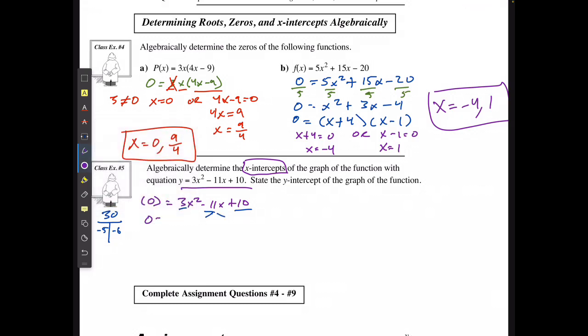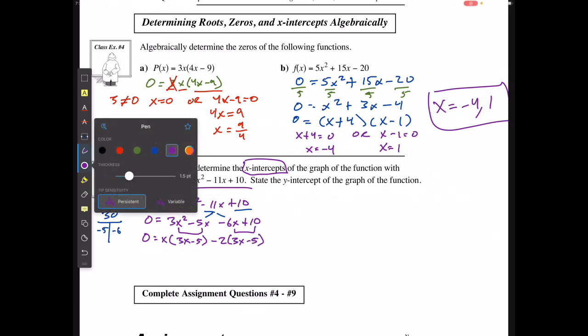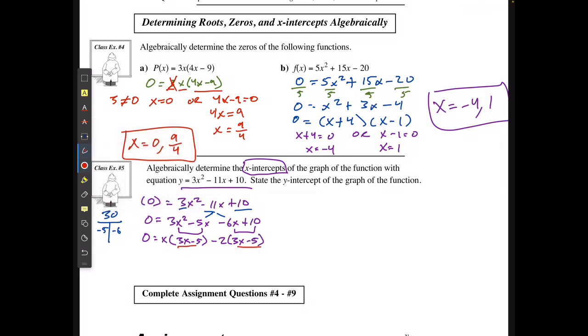and I'm going to say that this is going to be when 0 is equal to 3x squared minus 5x minus 6x plus 10. I factor these by grouping. And in the first case, all I can pull out is the x, and I'm left with 3x minus 5. In the second case, I'm going to divide by negative 2, and I get 3x minus 5. I know I'm doing it correctly because what's in the brackets matches. So the factored form of this is going to be 0 is equal to 3x minus 5 times x minus 2.